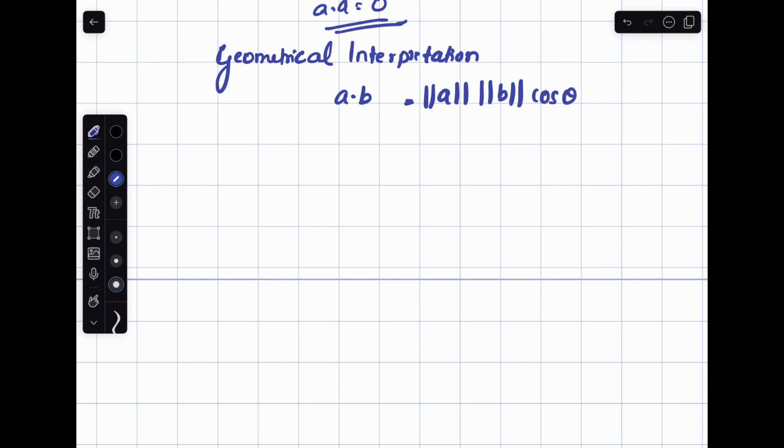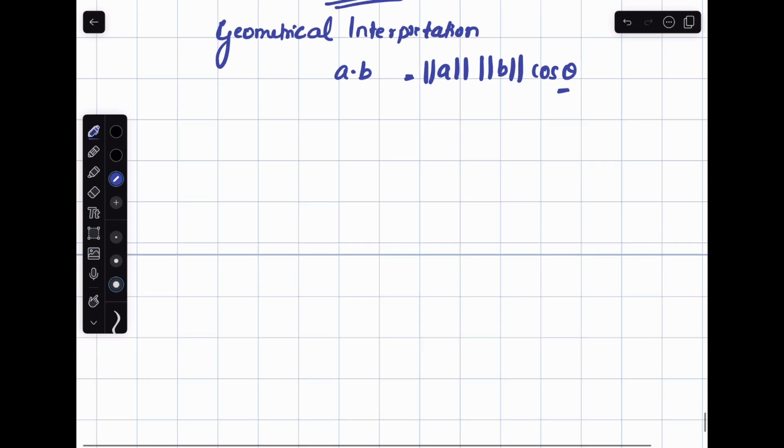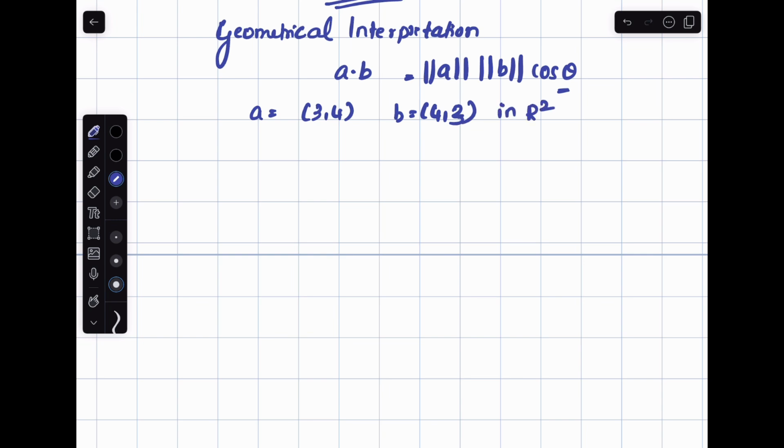Now let me take one example and we will solve for how to find the angle theta with the vectors. So the first example is: let a is equal to 3 comma 4 and b is equal to 4 comma 3. We have to find theta, which is in R square. So a into b, we know how to do it. It is 3 into 4 plus 4 into 3, which is 12 plus 12, which is nothing but 24.